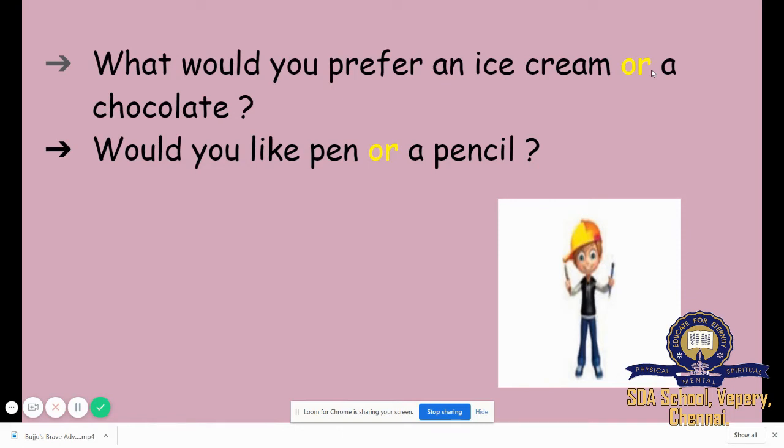Then, would you like a pen or a pencil? Again here we are given a choice between two options. What are those? Would you like a pen or a pencil? Why do we use or here? Because we have been given a choice between two options. So why do we use or? We use or to show a choice between two or more options. Choose one out of many.